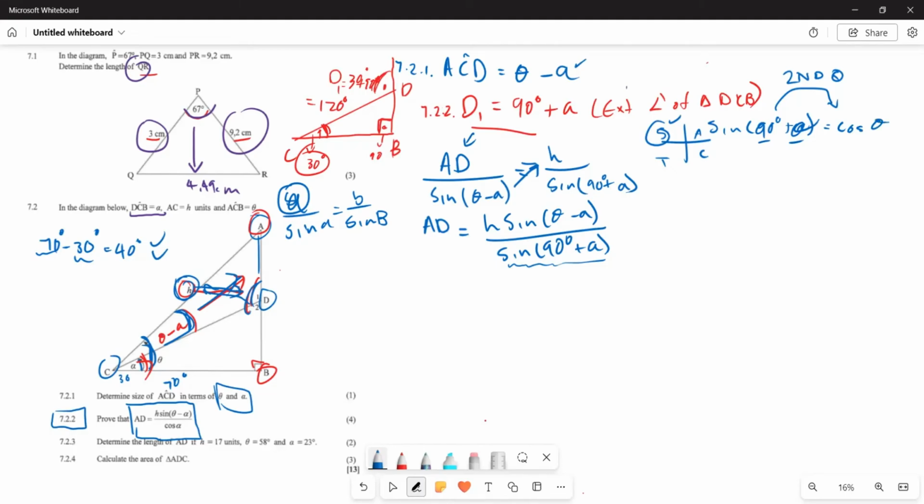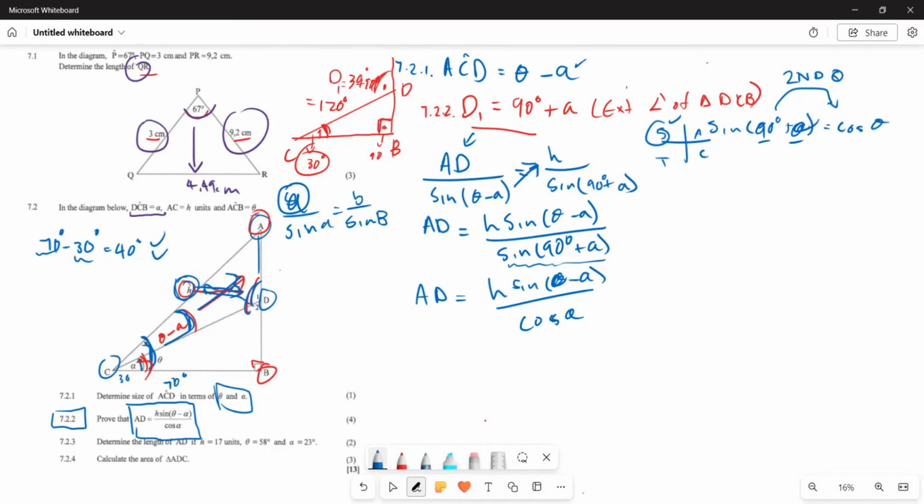Now, similarly here, if you are changing this, the AD is going to be H sine of theta subtract your alpha over, now this sine of 90 degrees plus your alpha is going to be the same as cos of your alpha. And therefore you have successfully proven, or rather you have successfully answered your question 7.2.2. You have proven what they required you to prove, right?